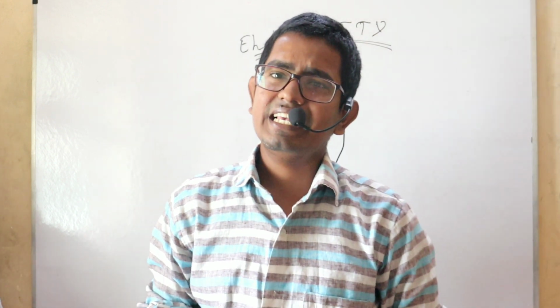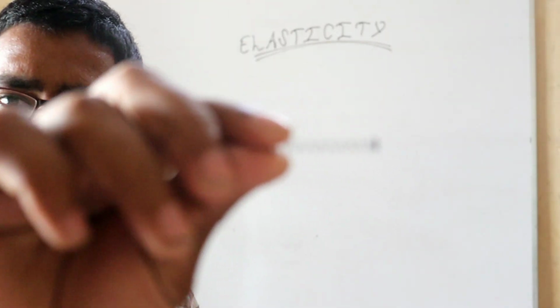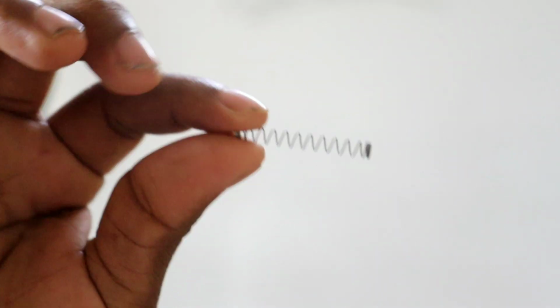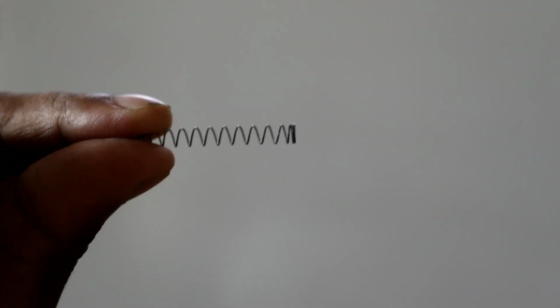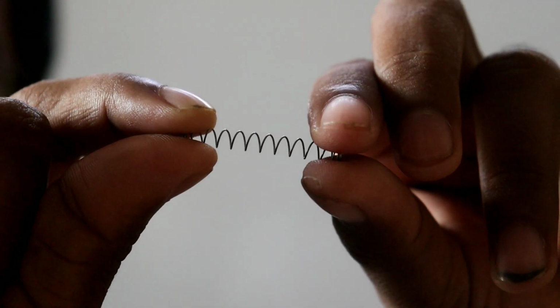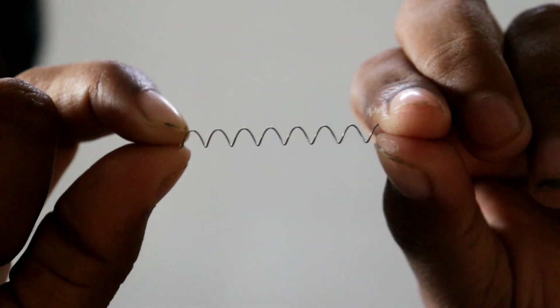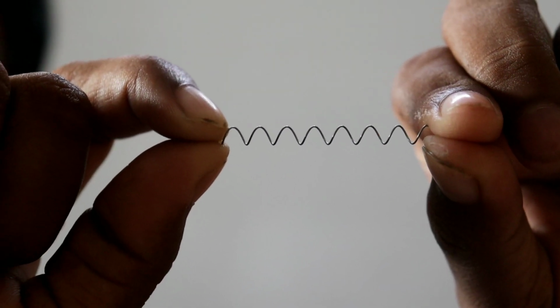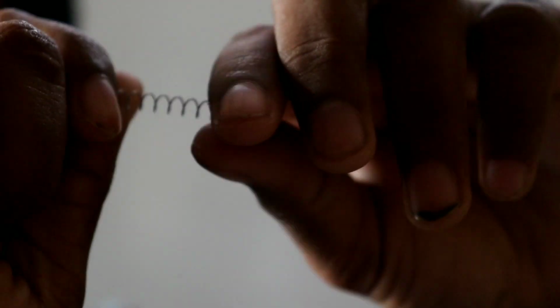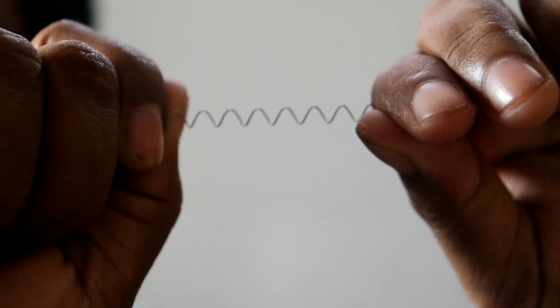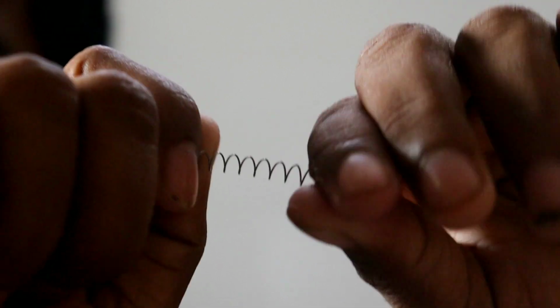I'm starting with an example, my dear students. See here, it's a spring. Is this visible? Yeah, I think it's visible. I'm holding the spring at one end. At the second end, I'm going to pull the spring. As I'm pulling the spring, you can see the change in the size of the spring. That means it is getting elongated. Whenever I am pulling the spring, it is getting elongated. You can see the elongation in the spring.